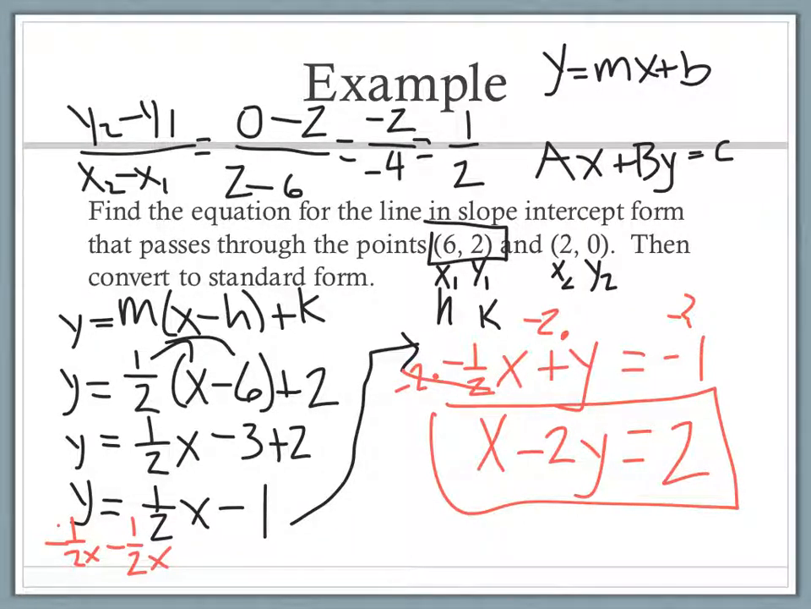So it's a lot like what we did last class. The only thing different is that we have to find the slope first, and then we can use one of the points and that slope to rewrite the equation. All right, go ahead and practice these on your practice problems.